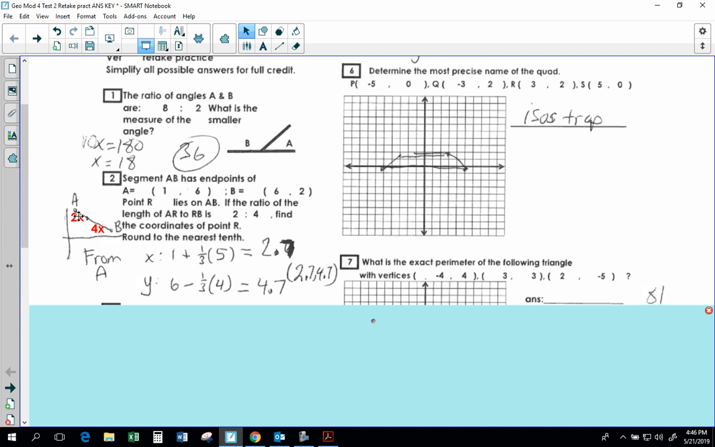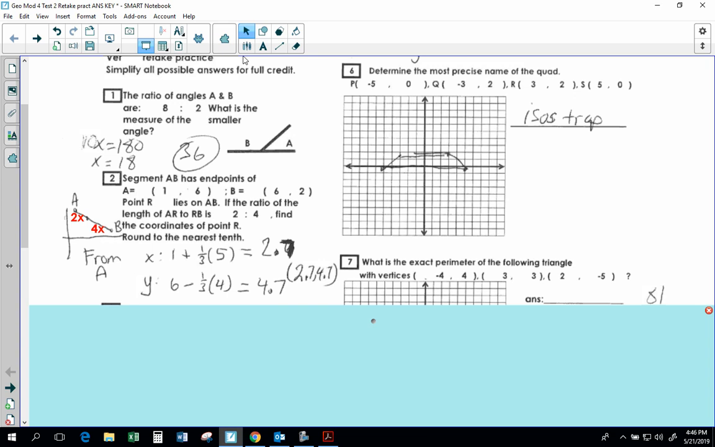So from A to R is 2 out of the 6x, or 2/6, which I just reduced down to 1/3. Notice I'm saying I'm going from A, so that's why my ratio is 2/6 or 1/3. If I was to start from B, it'd be 4 out of the 6, or 4/6 or 2/3. So starting from A, I first write down x colon and y colon. I put down the x coordinate and the y coordinate of point A. So 1 goes here, 6 goes here.